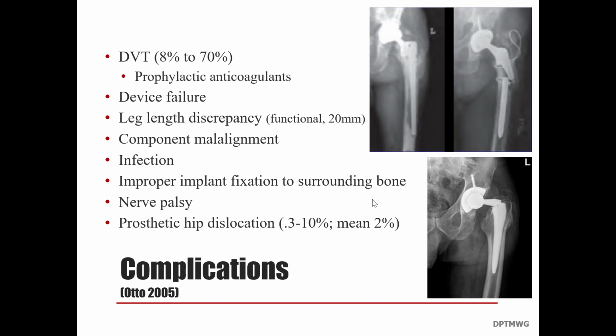Though the surgery is very successful, there are some complications to be aware of, including DVT, device failure, leg length discrepancy, malalignment, infection, improper fixation, nerve palsy, dislocations, and periprosthetic fractures.